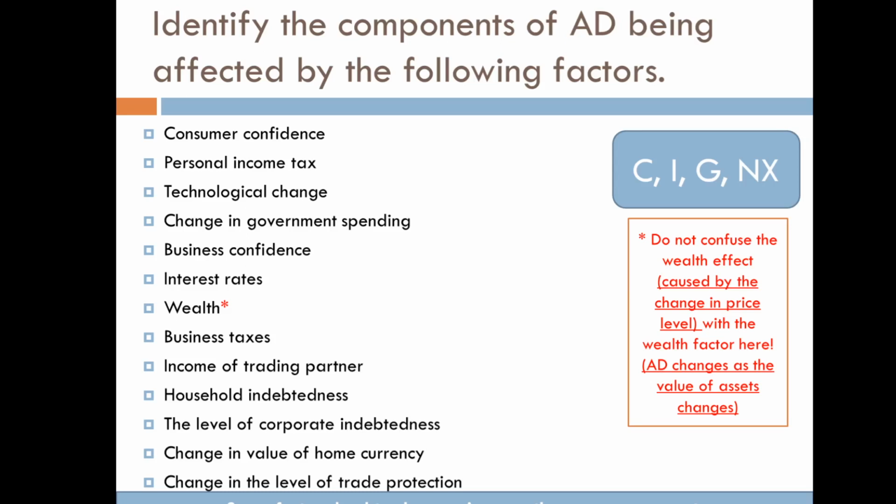Let's say when you have a property and the price is increasing, then you feel like, now I have earned, I become more wealthy, so I spend more. So that's the case. That's why it affects consumption, and the AD will be affected. So it will shift to the right. And number 8.